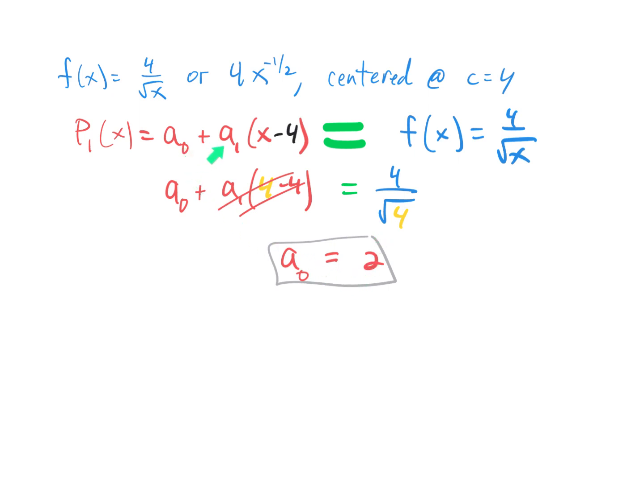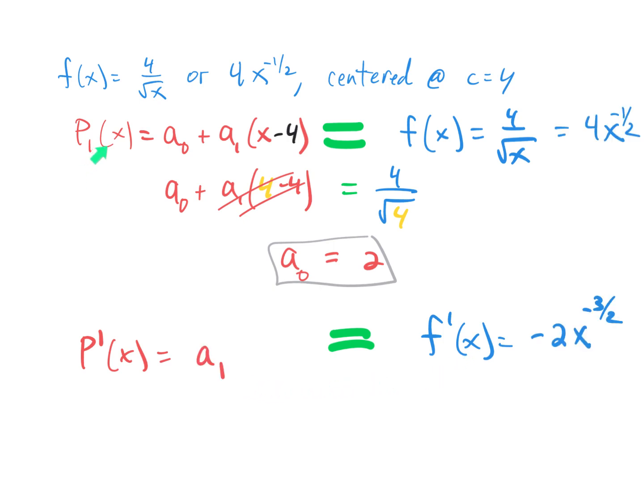This is 0, so a naught is 4 divided by 2, or 2. Alright, now we need to find the coefficient a sub 1. And we'll do that by forcing the first derivatives to be equal to each other, again when x is 4. So the derivative of p, this is a constant, its derivative is 0, and the derivative of this term is just a sub 1. And the derivative of 4 over the square root of x is negative 2x to the negative 3 halves. We'll force the first derivatives to be equal to each other when x is equal to 4, which is where it's centered.